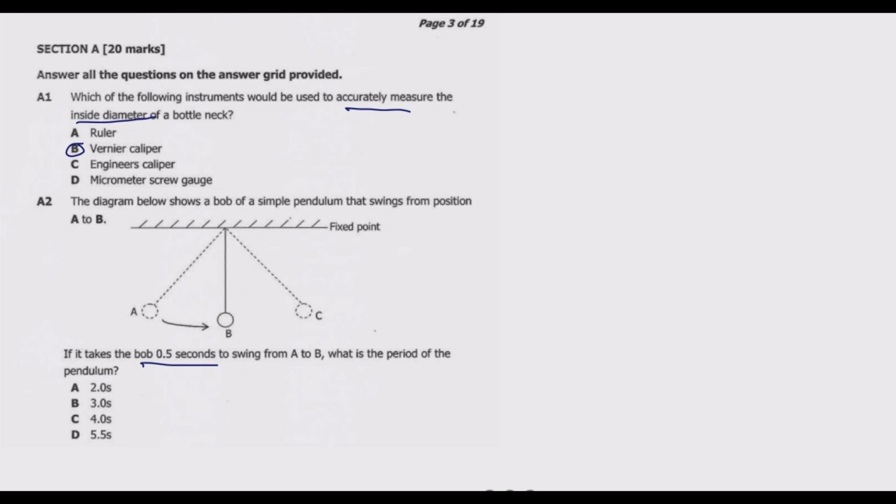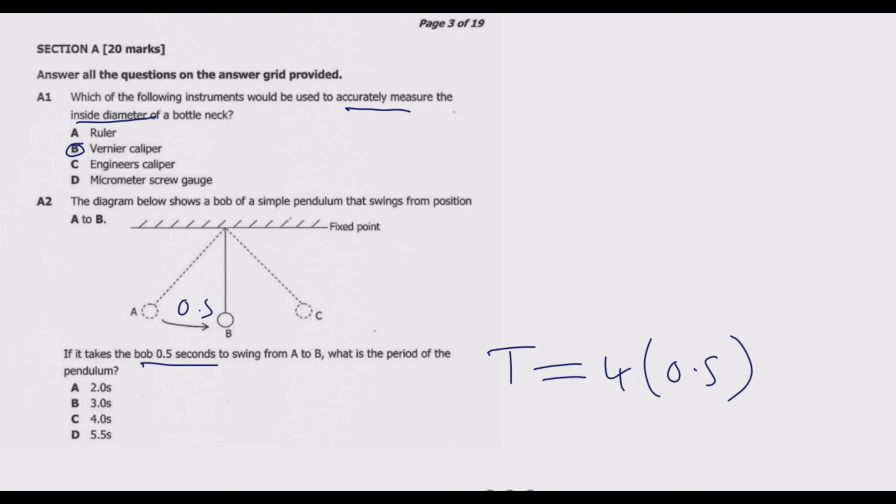One complete oscillation is a movement from A to B, then B to C in this diagram, then C to B, then back to A. So from A, B, C, then C, B, A is a complete oscillation. From A to B is just 1/4, which is 0.5 seconds. To find the period, the time it takes for the pendulum to make one complete oscillation, we multiply by 4.